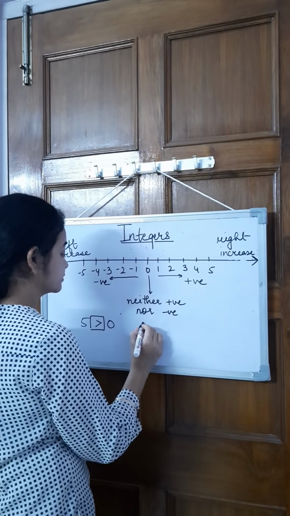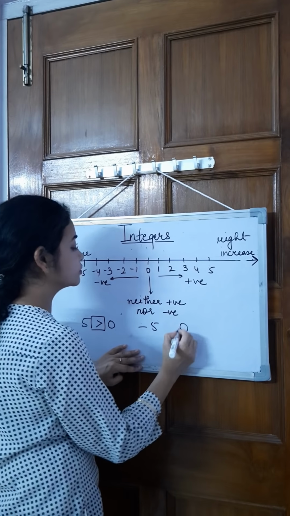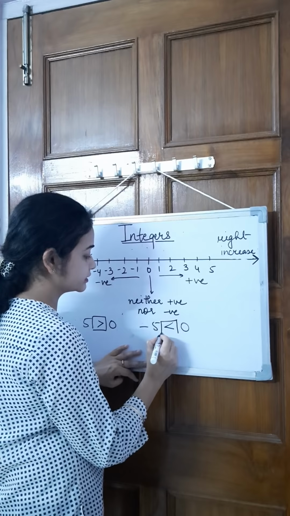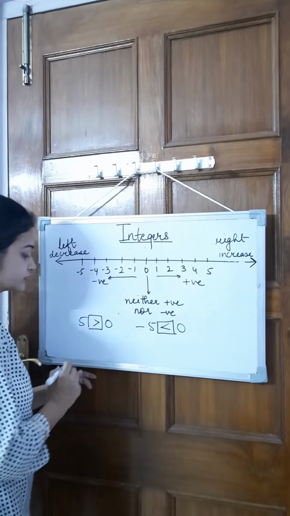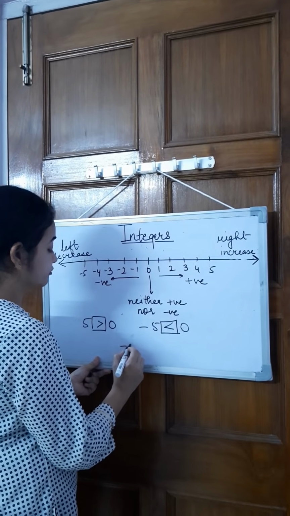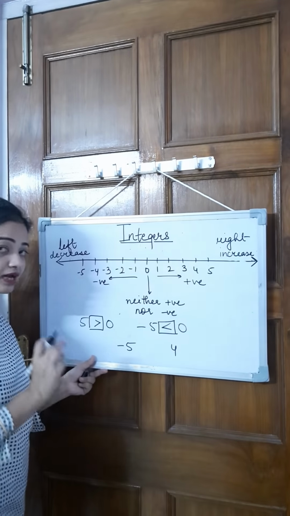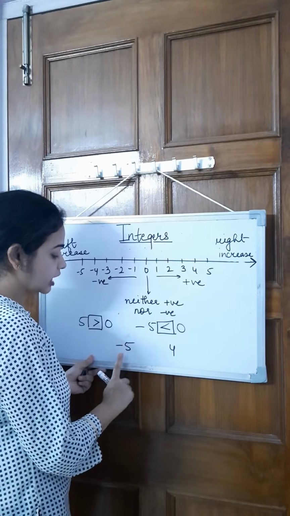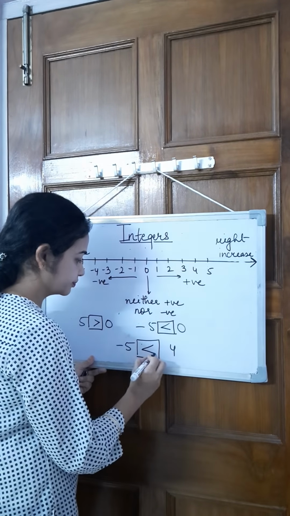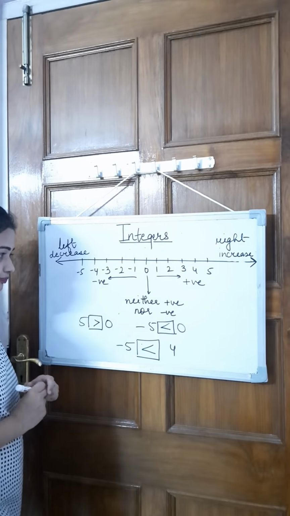Now if I write -5 and 0, then I can say that 0 is greater than all negative numbers. The third thing that I can observe here is that if I write -5 and 4, then we can say that all positive numbers are greater than all negative numbers. So 4 is greater than -5.